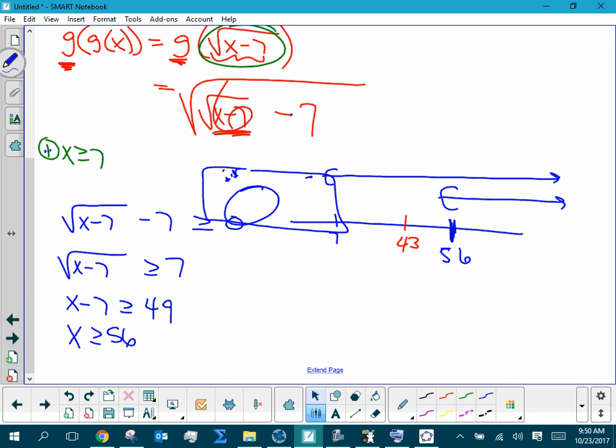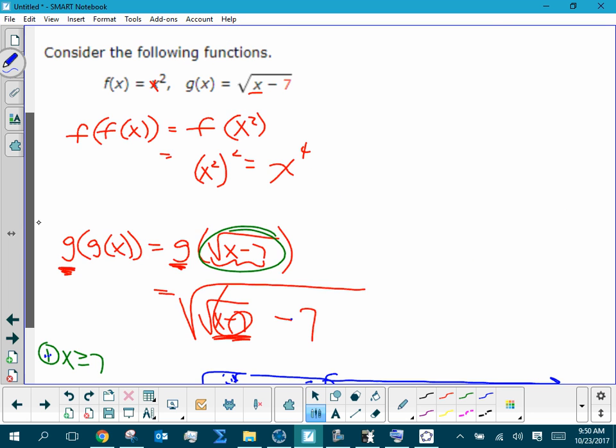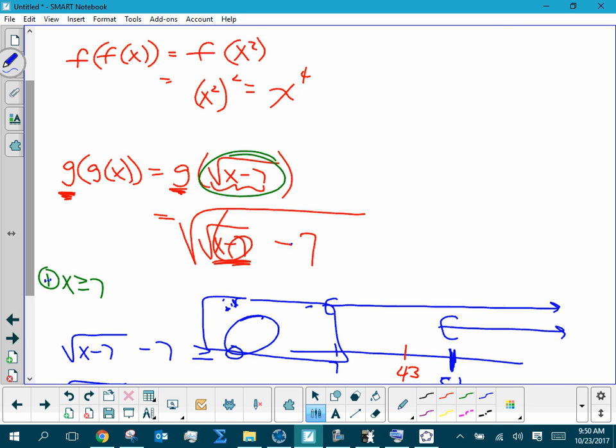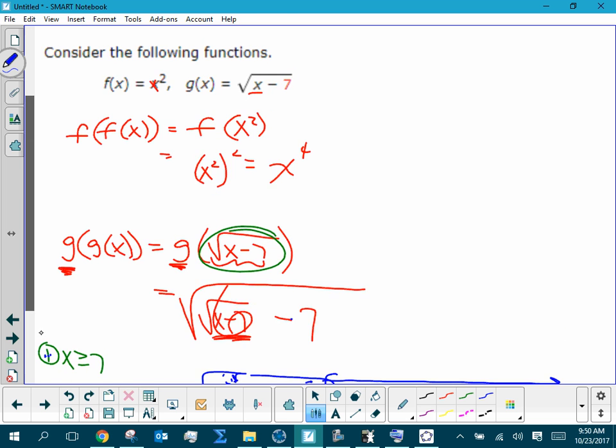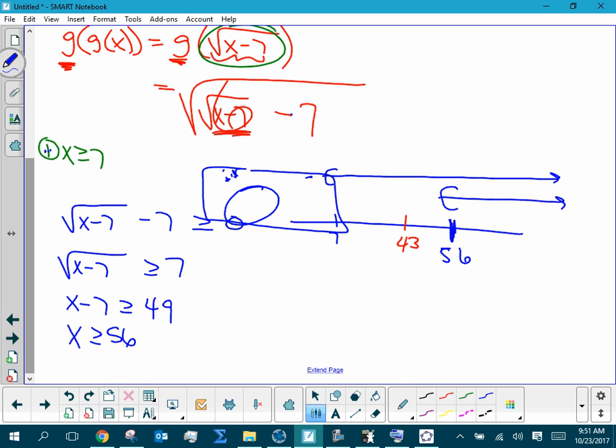I think that of the ones we've done, that's probably one of the harder ones in regards to domain, because of how we've got to think about that inside function here, that root x minus 7 minus 7 in our final composition.